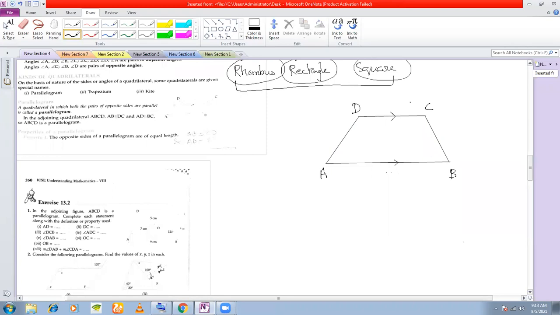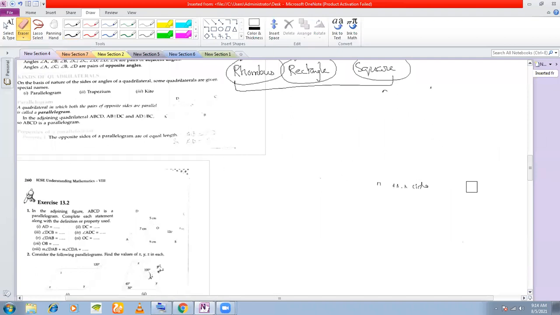So a trapezium, remember, will always have two opposite sides parallel. Any two sides will be parallel, not the others. You see that these two are parallel sides. This is also a parallel side. And these two are non-parallel sides. And this is also a non-parallel side. So any two sides. Okay, we will come back to the trapezium later.